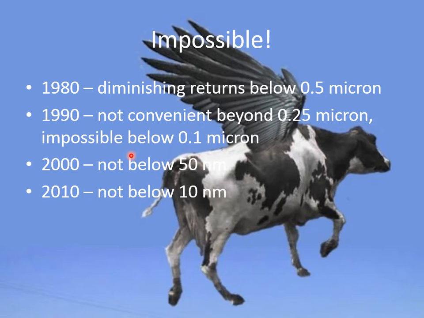My feeling is that we will go down to 5, but for the moment this is a real obstacle which is still in front of us. What happened actually? Why was it possible to break all these predictions?